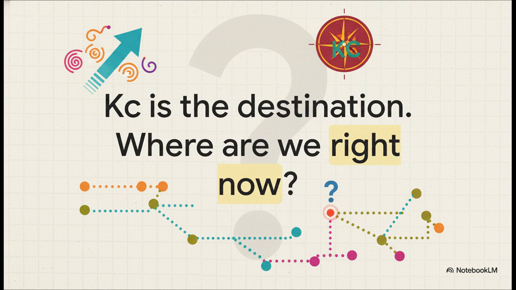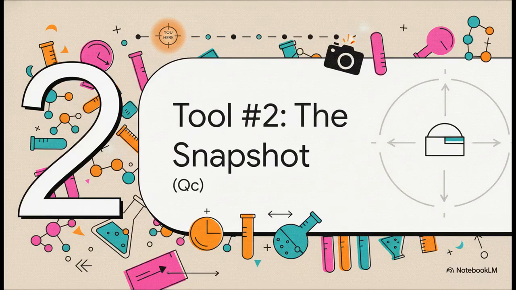Okay, so this is great. We know our final destination, Kc. But what if we just started our reaction? Or what if we're only halfway there? How do we know which way the car needs to turn to actually get to our destination? We need some way to find our current coordinates on the map. And that is where our second tool comes in.